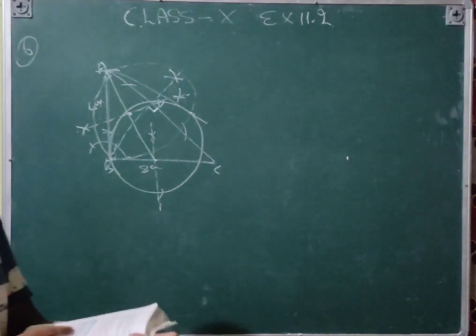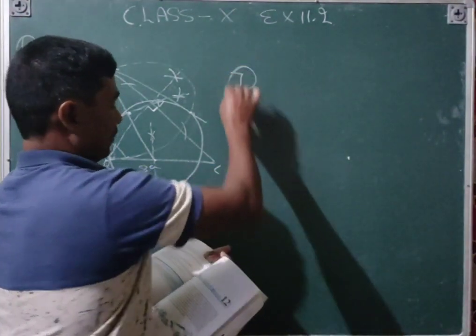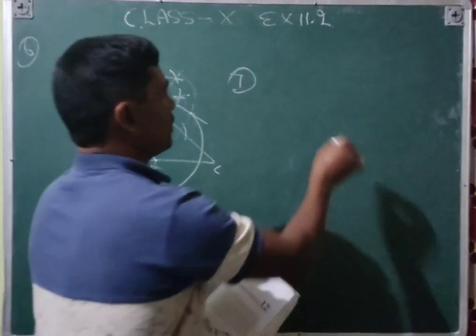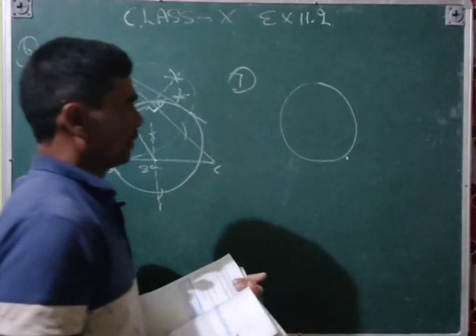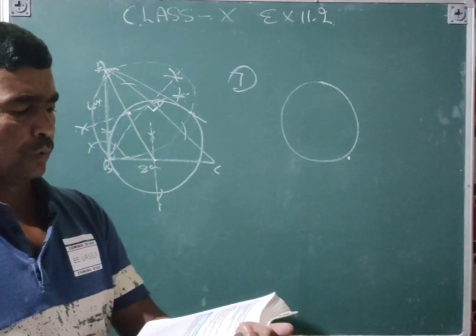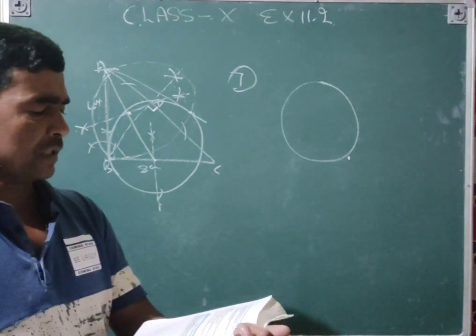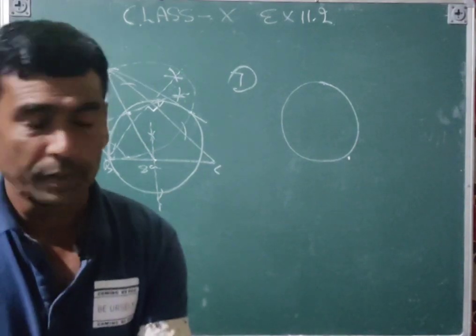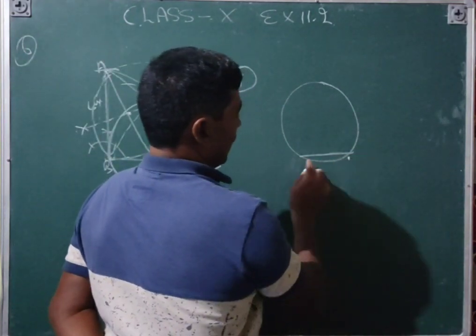And then the last question, that is the 7th question. Draw a circle with the help of a bangle. It means we have no idea of the center. And take a point outside the circle, and construct the pair of tangents from this point to the circle. So we do not have the center point. So first of all we find the center.